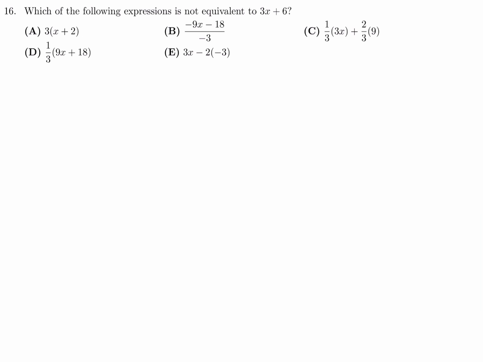Which of the following expressions is not equivalent to 3x plus 6? Well, let's do each one. This is 3x plus 6. This, if you divide through by negative 3, looks like 3x plus 6. This one is x plus 6. Okay, well, let's see. This one is 3x plus 6, and so is this one.